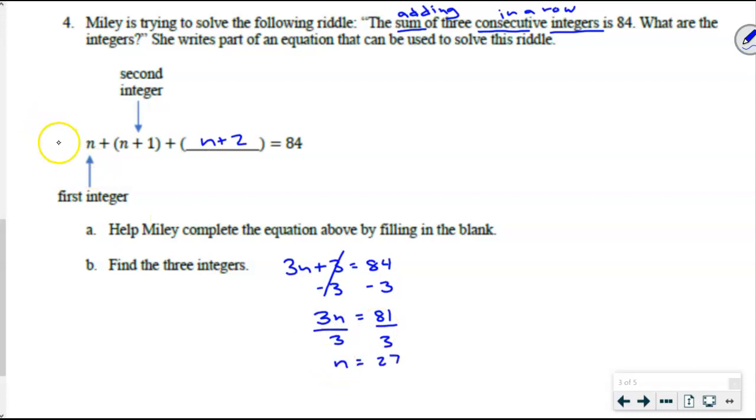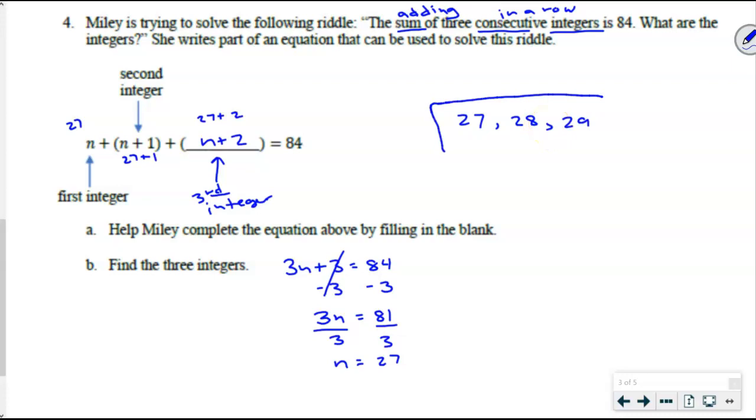So again, going back to the original, that means the first integer is 27. The next integer is 27 plus 1, also known as 28. And the third integer is that same 27, but it's 27 plus 2, which is 29. So those 3 consecutive integers are 27, 28, and 29. That notation is also going to be helpful for a future problem, so just make sure that you take notes on that.